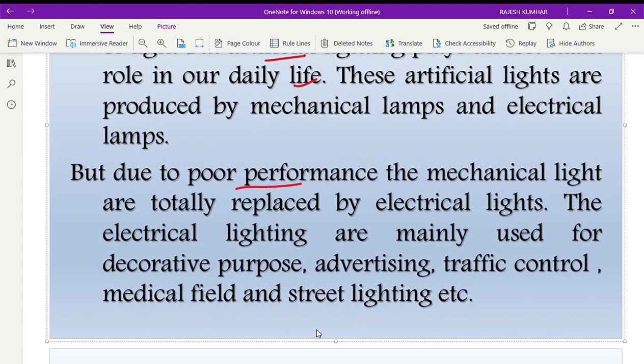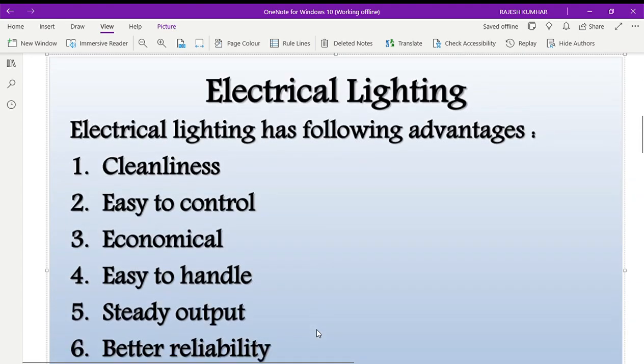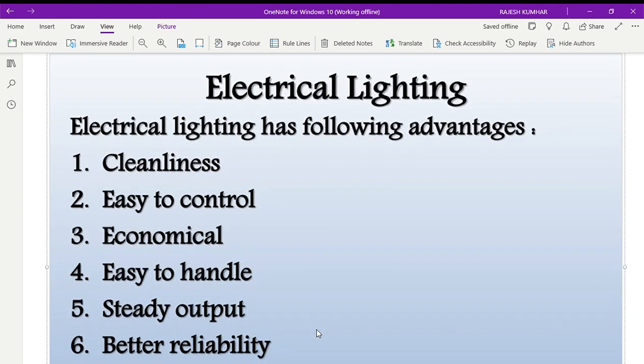nowadays. And the main important role played by the electrical lamp is in decorative purposes, advertising of anything, traffic control systems, medical fields, street lighting, etc. We are using electrical lamp systems.